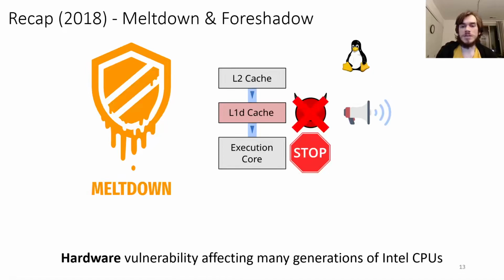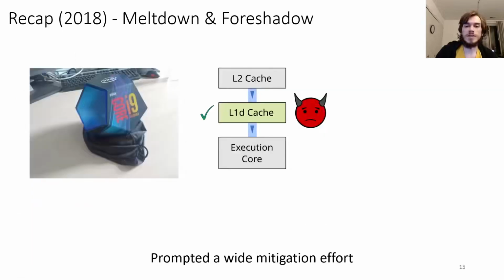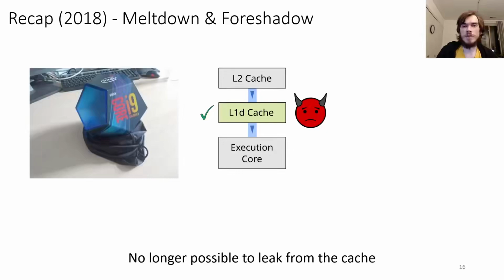So this is a hardware vulnerability that affects many generations of Intel CPUs. And because of that, it was covered all over the news, it had a huge public impact, and this prompted a wide mitigation effort. In fact, if you buy a modern Intel CPU nowadays, you'll find that it's no longer possible to leak from the cache.